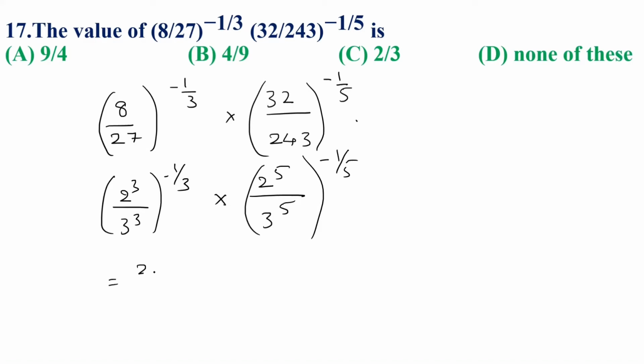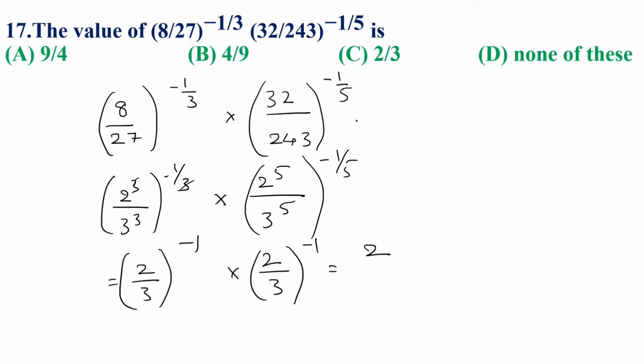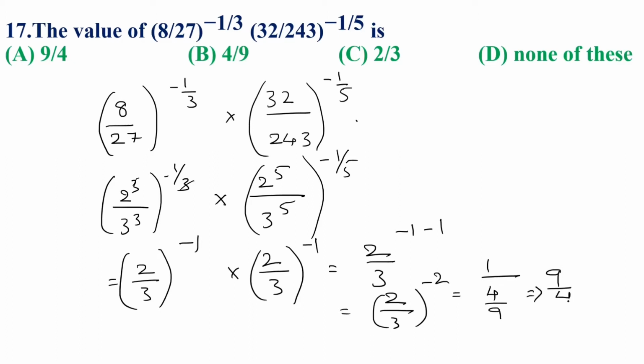So this will become 2 by 3 whole to the power of minus 1. 3 gets cancelled, 2 by 3 whole cube, so into 2 by 3 whole to the power of minus 1. Here x to the power of m into x to the power of n, so 2 by 3 to the power of minus 1 minus 1, so 2 by 3 to the power of minus 2. That will become 1 by 4 by 9. If you take it in this way, 9 by 4. So the answer is option A.